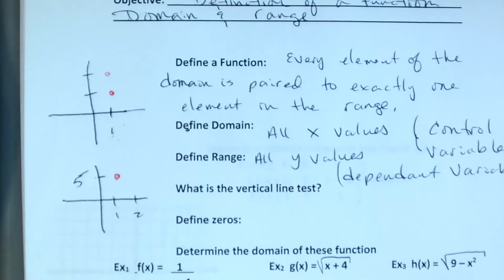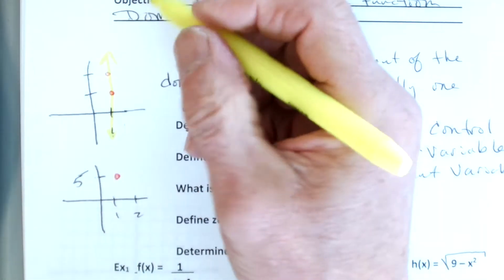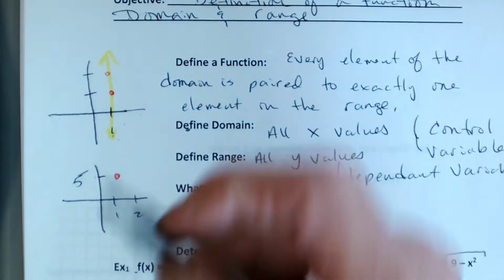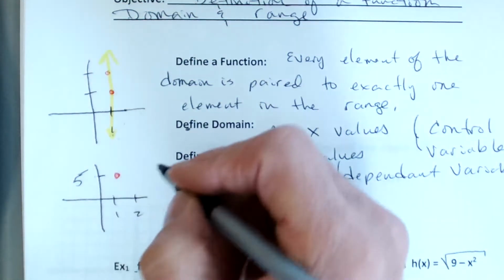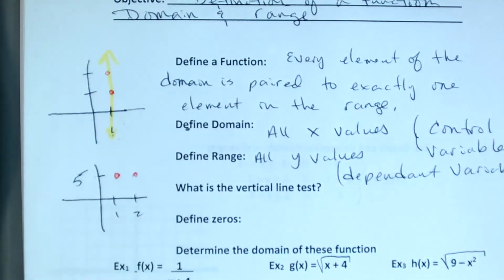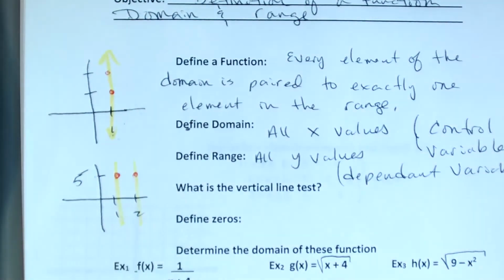Vertical line test, you guys have seen that before. So in this case, this one fails the vertical line test. So anywhere, if you can draw a line straight down anywhere, if it touches the graph in more than one place, it fails the vertical line test. This one would pass the vertical line test because it hits it only once, right? The vertical line test is just simply a test where you draw a vertical line, and if it hits it in more than one place, it's not a function, okay?